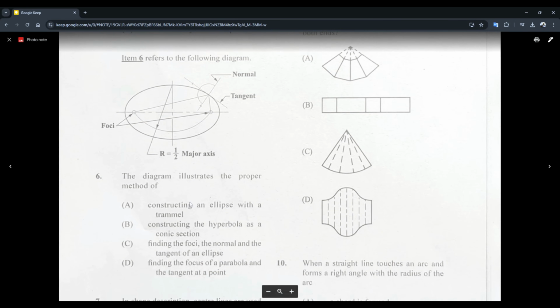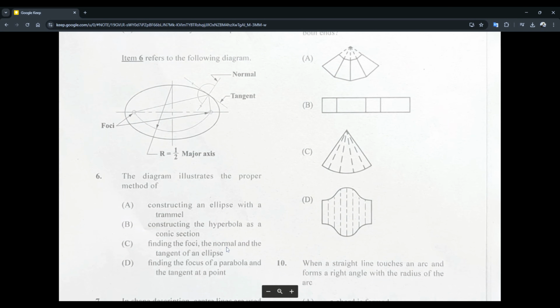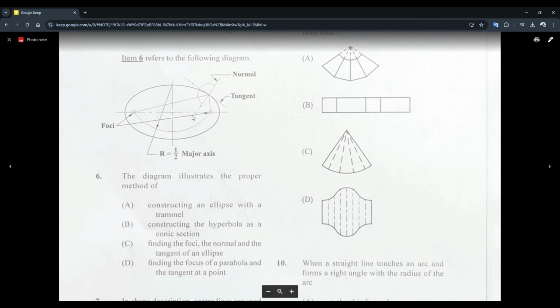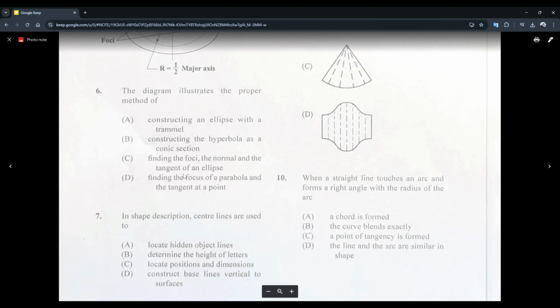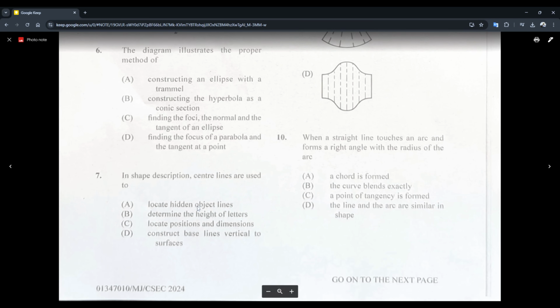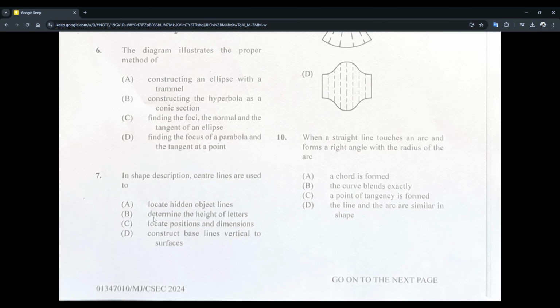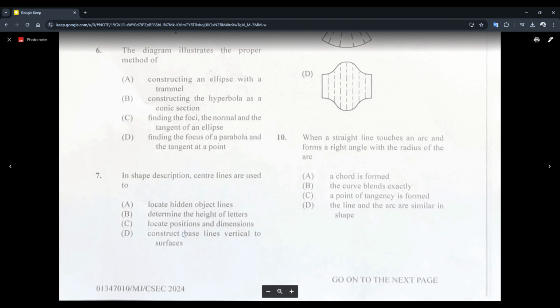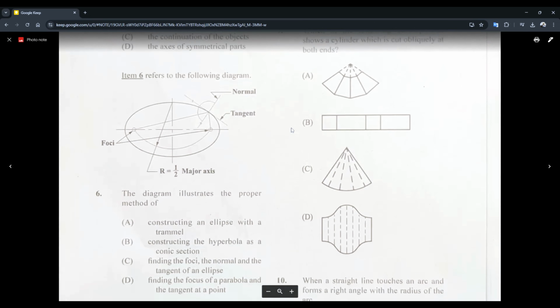The diagram illustrates the proper method of finding the foci, the normal, and the tangent of an ellipse. Right? Foci, normal, and tangent. Number 7. In shape description, center lines are used to locate hidden object lines? No. Determine the height of letters? No. Locate positions and dimensions? Construct baselines vertical to... So C, number 7, C. Right? Positions, meaning centers, and dimensions.